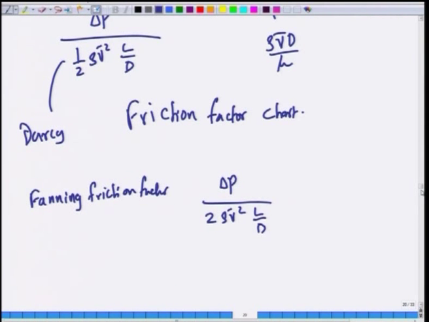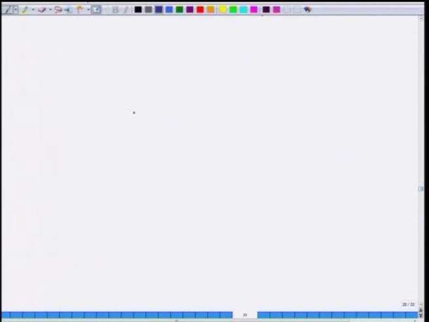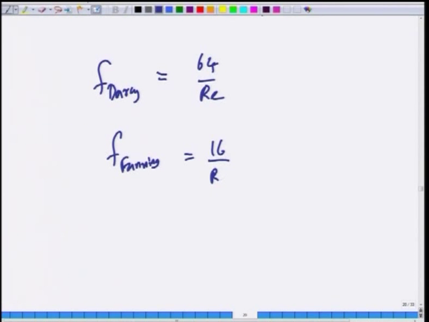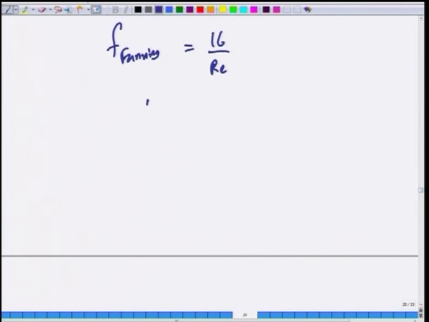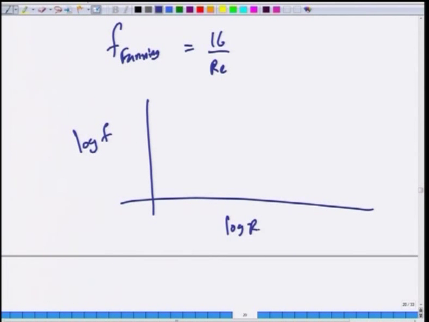When you use the Darcy friction factor, then the laminar flow relation between the pressure drop and flow rate reduces to 64 by Reynolds number, while when you use the Fanning friction factor, it becomes 16 by Reynolds number. Both are equivalent, it is only that the definitions of friction factor are different, but this is only under laminar conditions. Suppose you plot the friction factor versus Reynolds number in a log plot. When the flow is laminar, this relation will be a straight line with slope -1, but after some point the flow becomes turbulent.